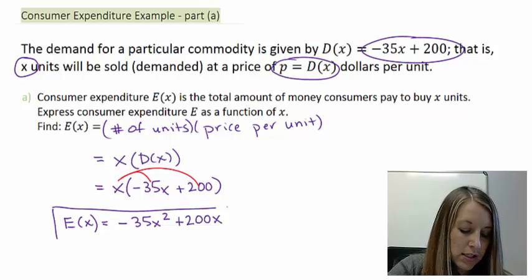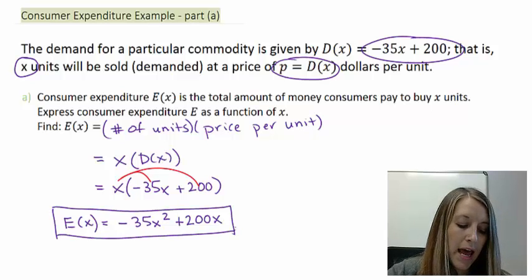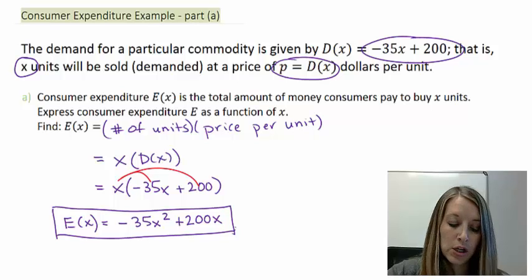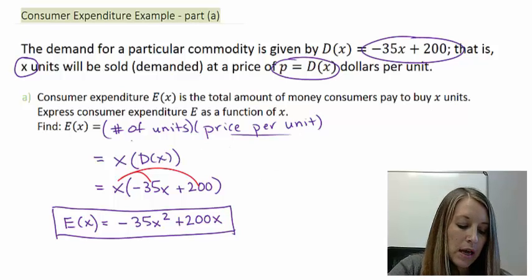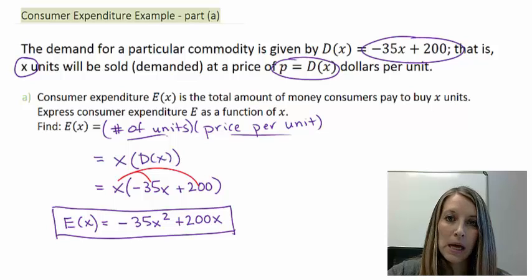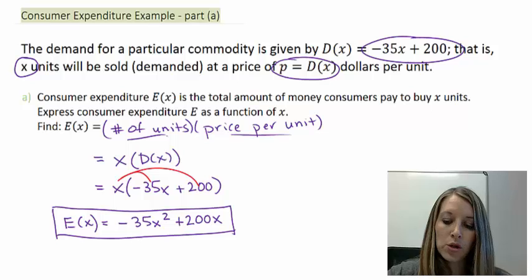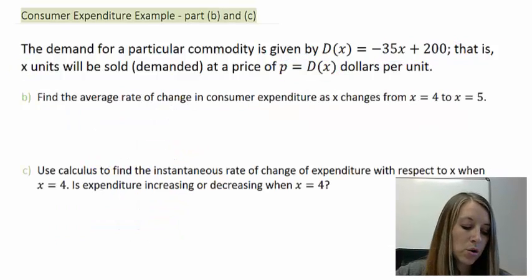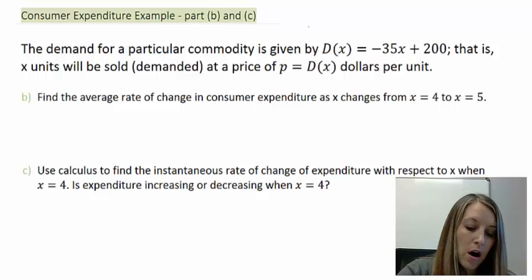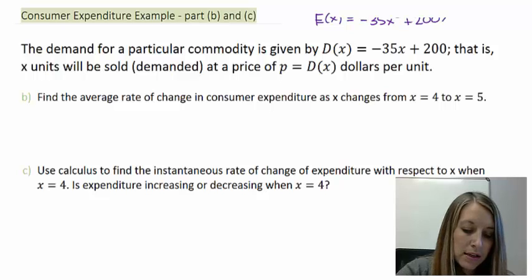So we have just finished part A. We have set up our expenditure equation. Again, it's the price per unit times the number of units that we are selling. Okay, now we're going to take this and we're going to apply this. So we're going to look at part B, trying to find the average rate of change, where our expenditure equation we just found was negative 35x squared plus 200x.